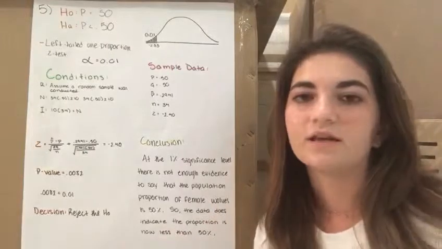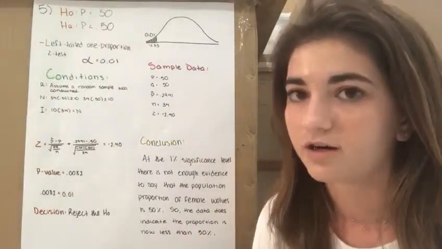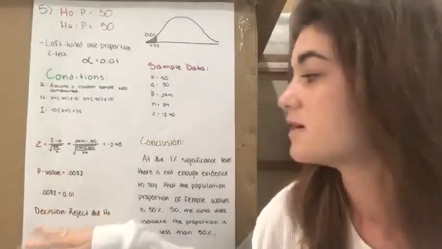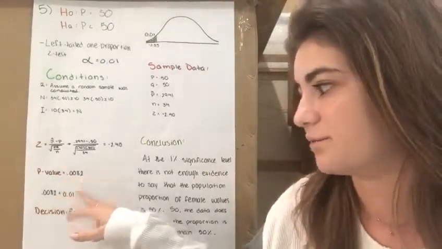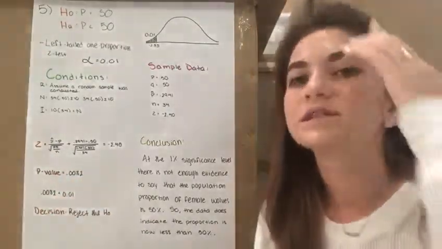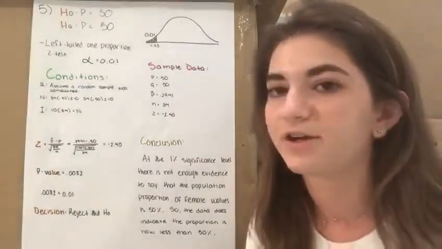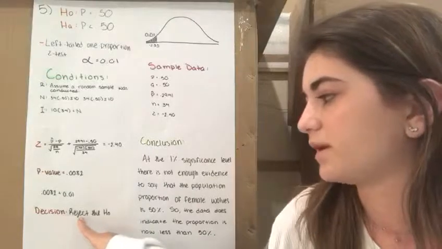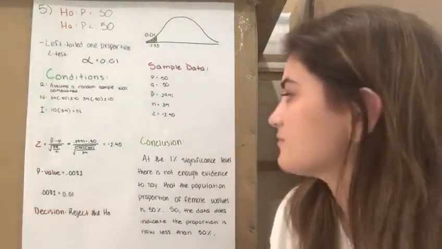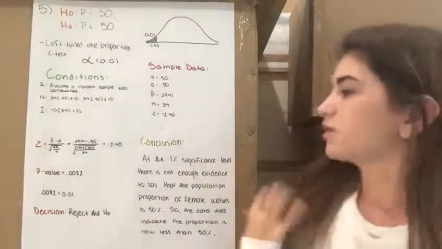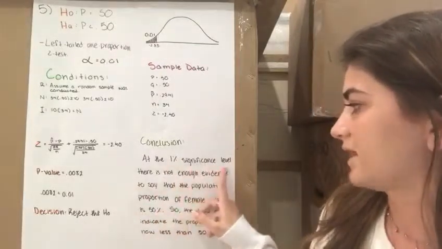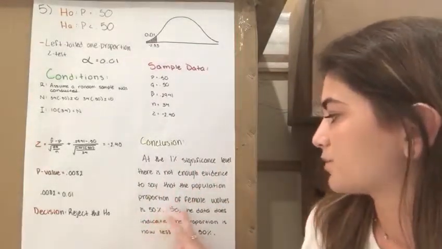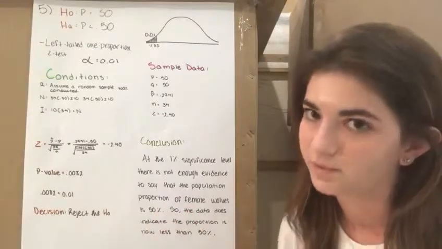When you have the z, you look for that in the z table, and the p-value is what you'd find, which is 0.0082. Now, since 0.0082 is less than your alpha, which is 0.01, your decision would be to reject H0. So your conclusion would be that at the 1% significance level, there's not enough evidence to say that the population proportion of female wolves is 50%.